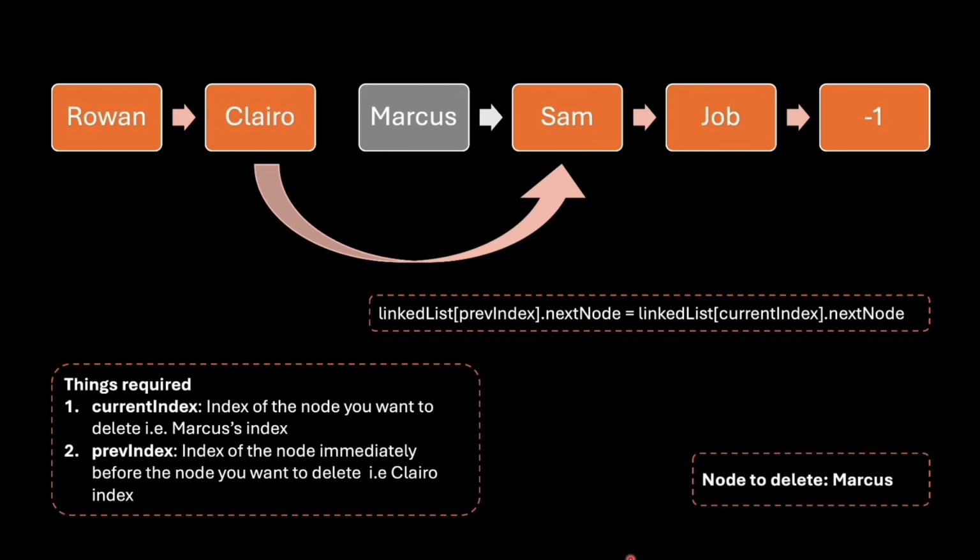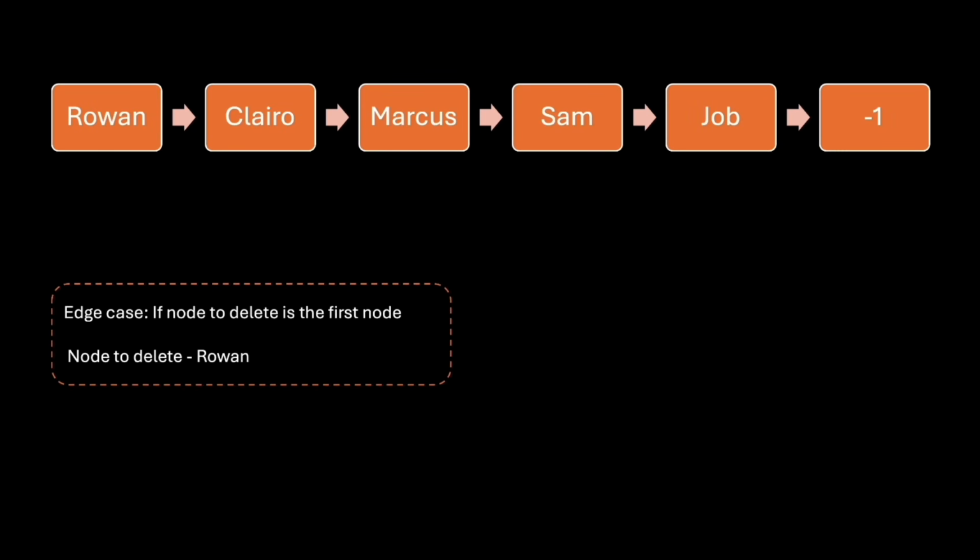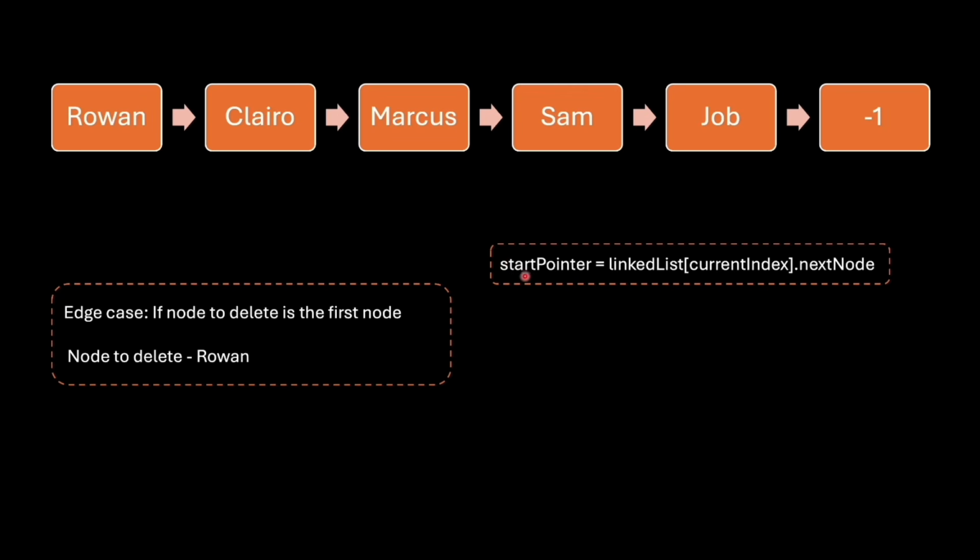However, there's an edge case that you need to know how to handle. So what if I want to delete Rowan instead? If I want to delete Rowan, I can't change the previous pointer because there is no previous pointer pointing to Rowan. So if I want to delete Rowan's node, all I have to do is update the start pointer so that it is pointing to what Rowan is pointing to instead. This means the start pointer is now pointing to Claro instead of Rowan.